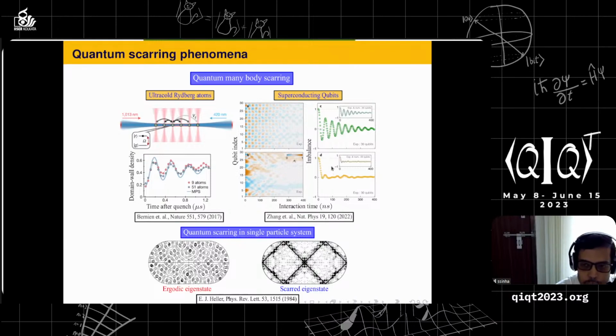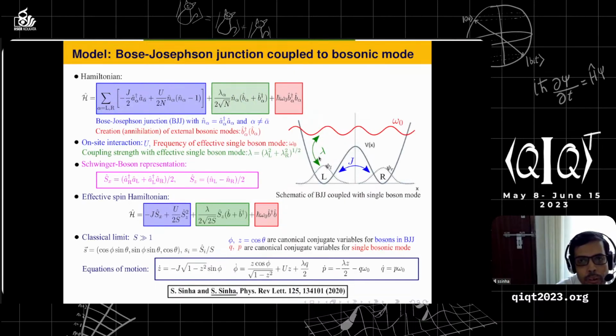So to investigate this connection, we considered some collective models, like the Bose-Josephson junction coupled to bosonic modes. The Bose-Josephson junction is described in this way. It has been realized in experiments where a dilute atomic condensate is loaded in a double-well trap so that they form two condensates in the left and right wells, and there can be Josephson coupling or tunneling between them. The terms J, a dagger L, a R, etc., give rise to the tunneling between these wells.